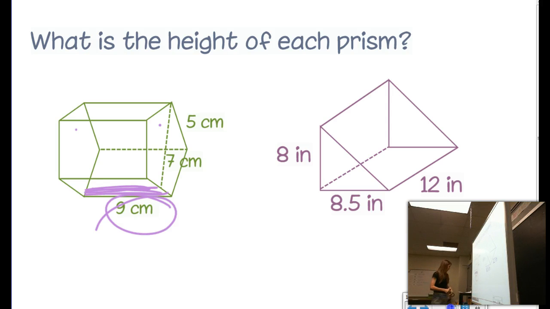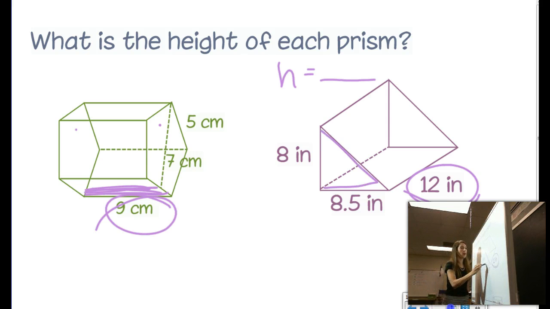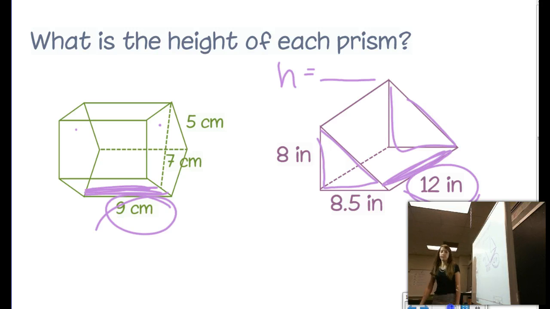Megan, the purple one. What is the height of the purple one? 12. I'm going to have a blank on a worksheet. It's going to say H equals. Do you know how many of you are going to put 8? The height of that prism is not 8. That's the height of the triangle. The height of the prism is 12, even though it's not going up and down. It's whatever connects the base to the base. What connects the triangle to the triangle? Well, it's 12. Moving on.